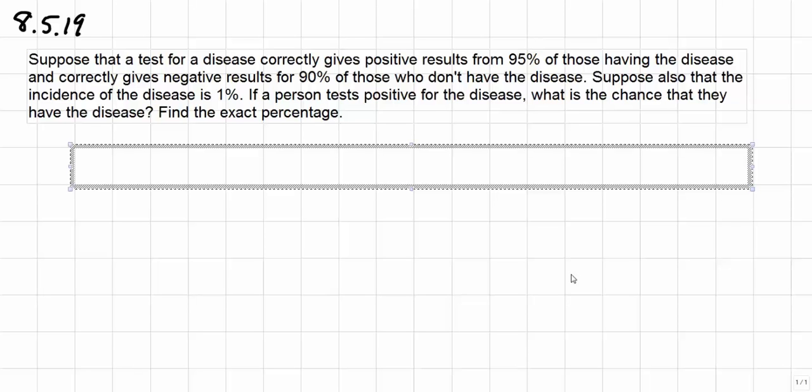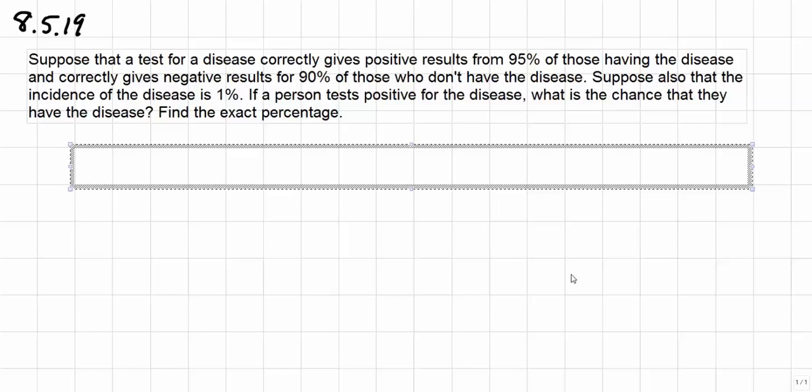Suppose that a test for a disease correctly gives positive results from 95% of those having the disease and correctly gives negative results for 90% of those who don't have the disease. Suppose also that the incidence of the disease is 1%. If a person tests positive for the disease, what is the chance that they have the disease?